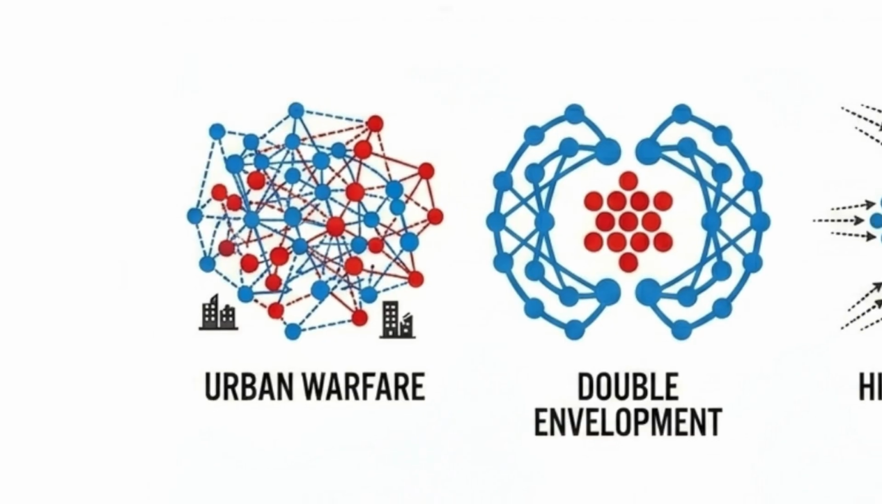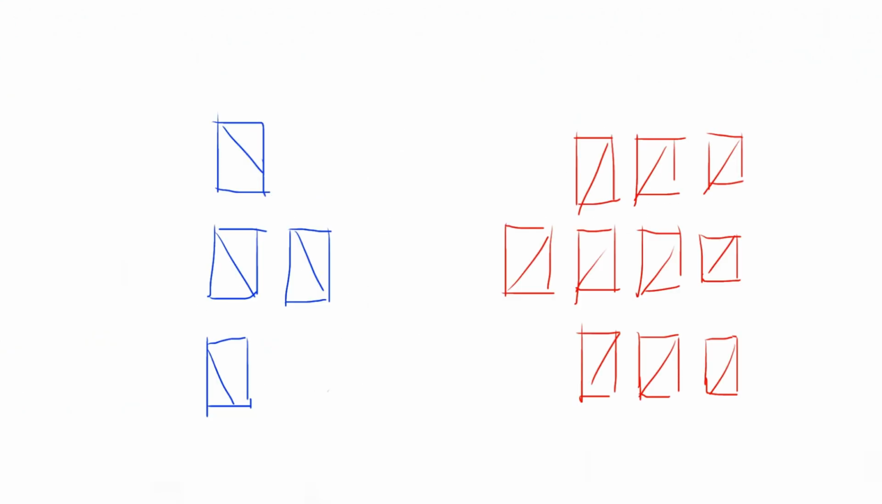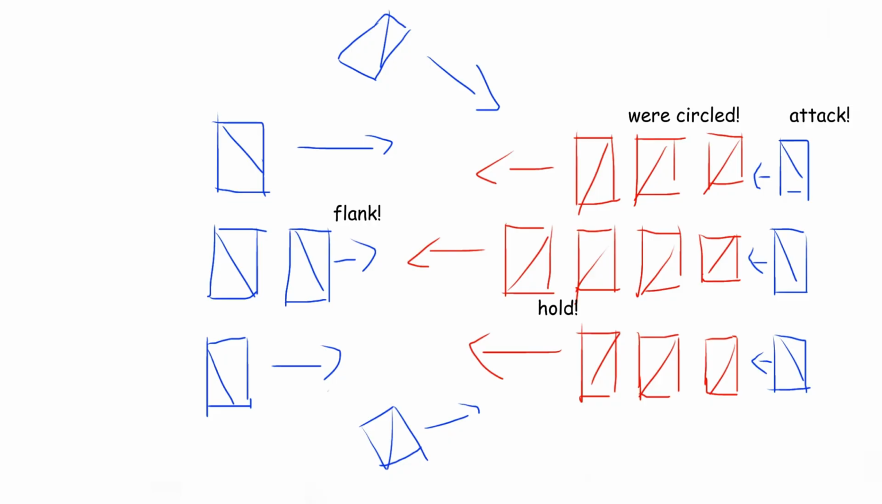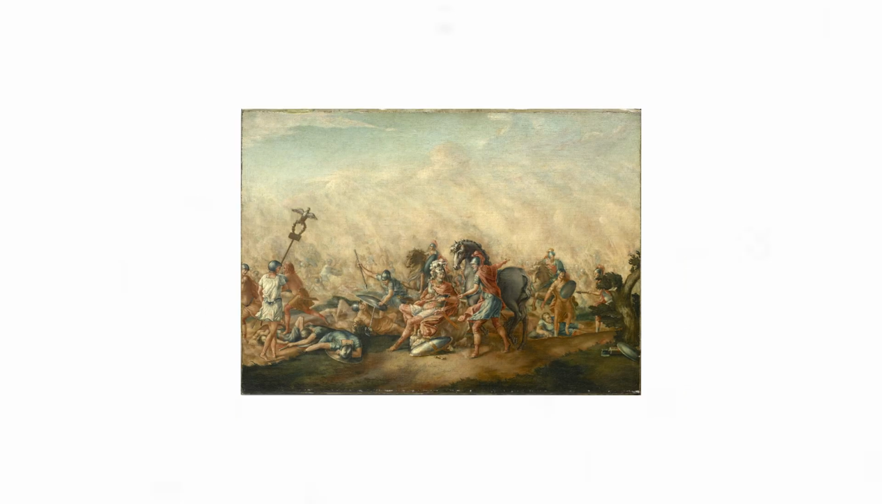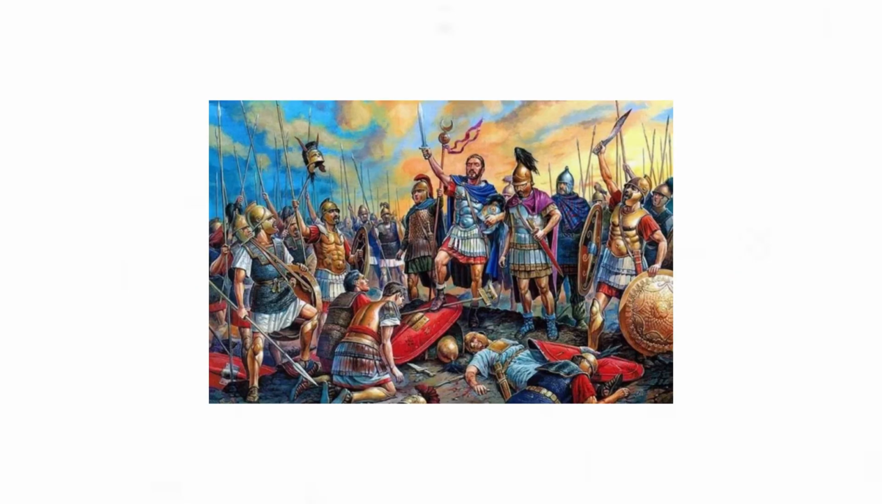Double envelopment. Double envelopment is a strategy where an army attacks both sides of an enemy formation at the same time, then closes in behind them. It is designed to completely surround and destroy the opposing force in a single coordinated move. Hannibal famously used this approach at the Battle of Cannae, where Roman forces were drawn forward while Carthaginian troops closed in from the flanks. Once encircled, the Roman army lost mobility and structure, leading to a decisive defeat.